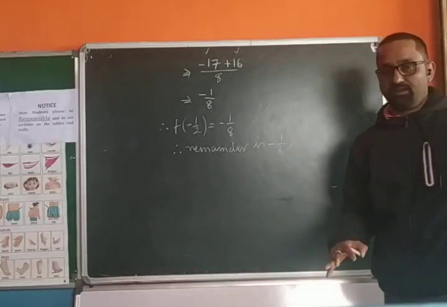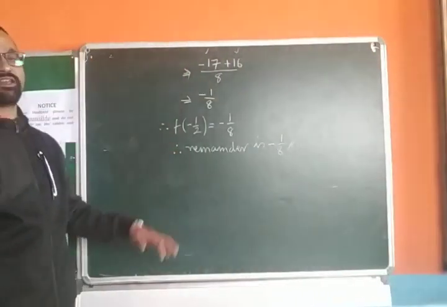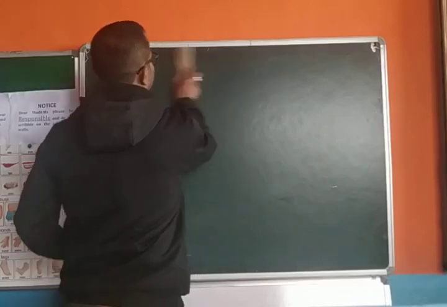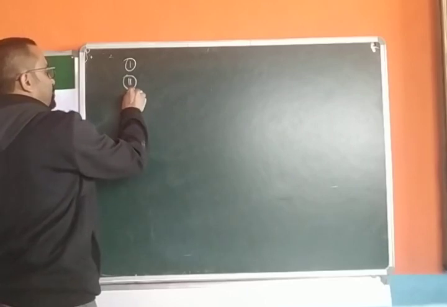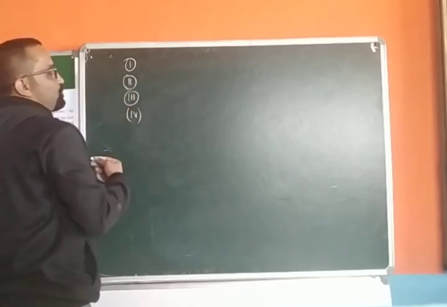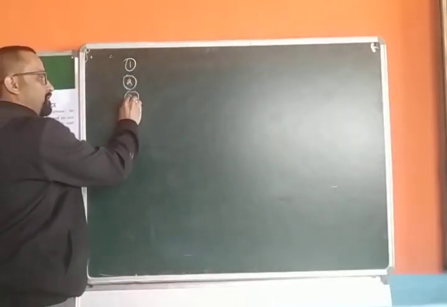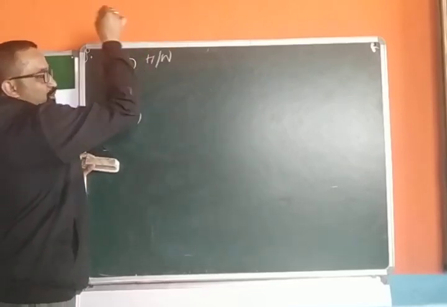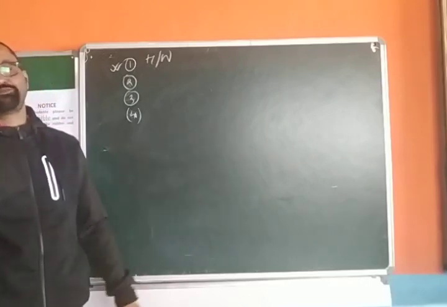This is how we find remainder without division. There are so many examples, so many questions in the exercise. You can try it yourself. The first one, second one, third one, fourth one. Actually, it's not Roman, it's 2, 3, and 4. Please do these sums as homework. I hope you can do it yourself. If you have any problem, we'll solve it later on.